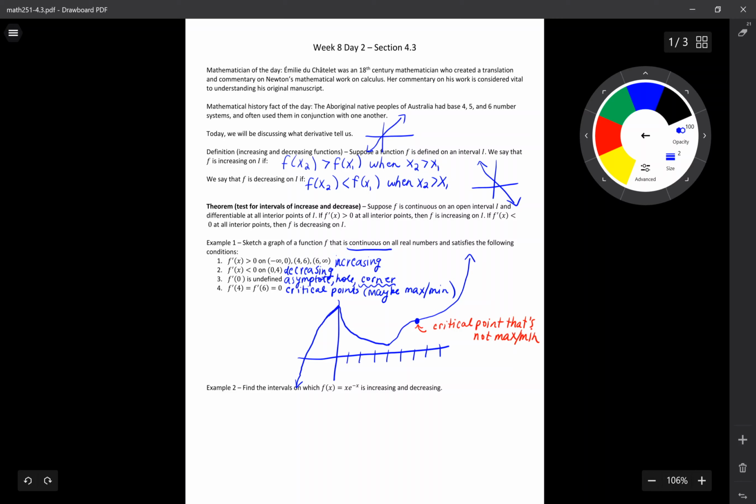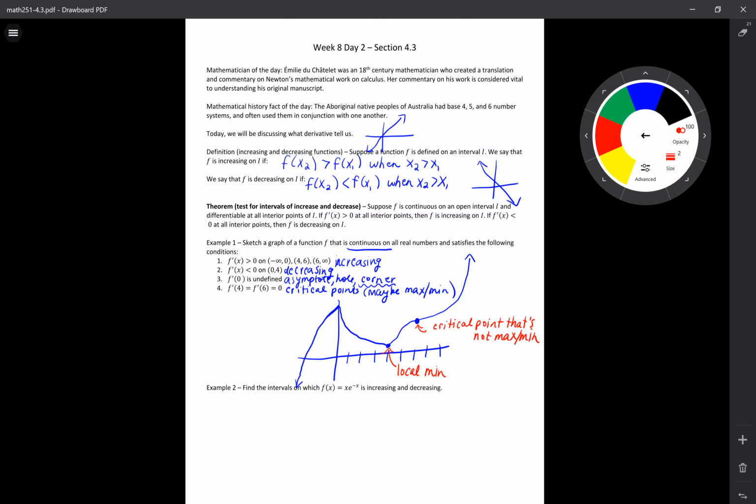And then here at 4, we can see that this is a local min. All right, so let's double check our graph to make sure everything looks okay. So let's see, we have increasing from negative infinity to 0, that's good. From 4 to 6, also good. And from 6 to infinity, looks good there. We are decreasing from 0 to 4, we got that.